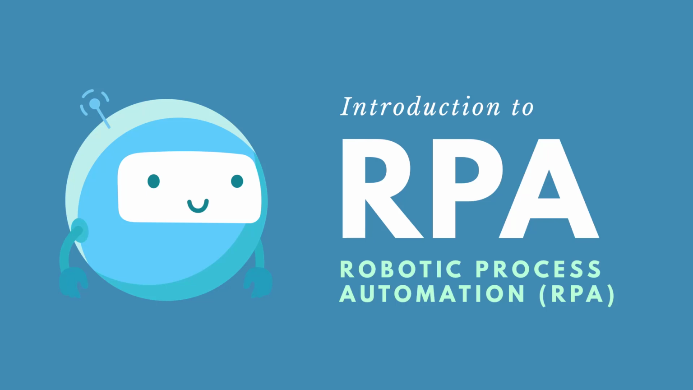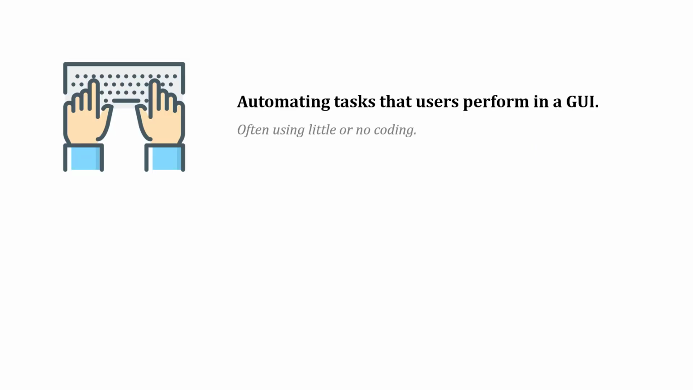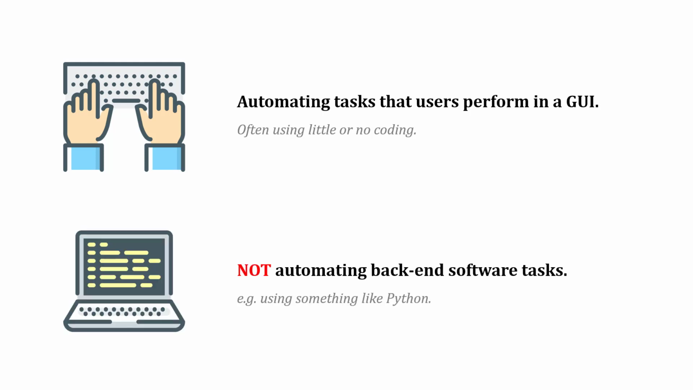Robotic process automation, or RPA, is all about automating repetitive processes in our business. And repetitive and process are keywords here. As part of this, we're using software bots, as we call them, and not actually human robots. With RPA, what we're automating are tasks in a process that users perform in their GUI, their graphical user interface, or what you see on the screen. And we're often using little or no coding. This is different from automating back-end software tasks, for example, using something like Python.